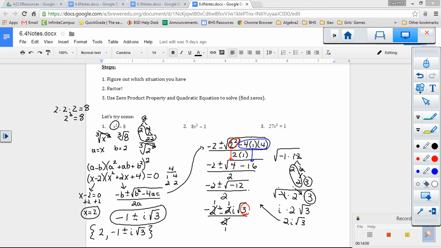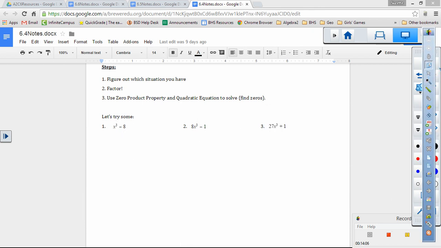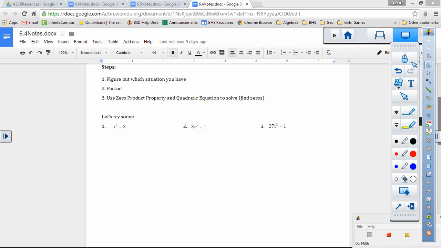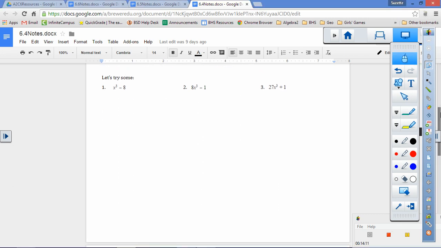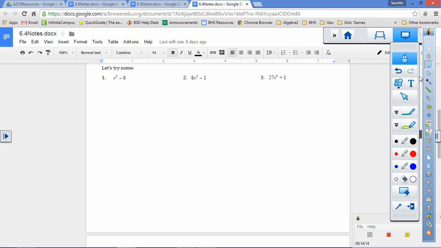All right, so I'm going to clear this, and then we'll try number 2. Let me also see if I can scroll the page up a little bit so it's not quite as crowded. Oh, there we go. I'll have more room this time. All right, so let's talk about this one.